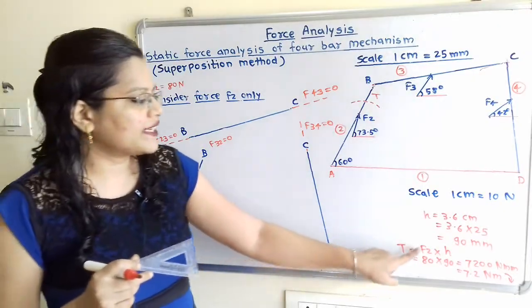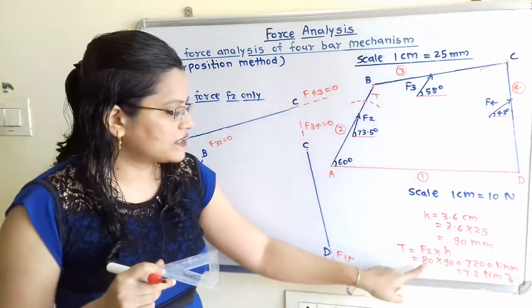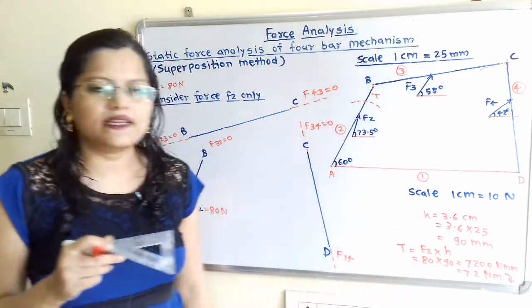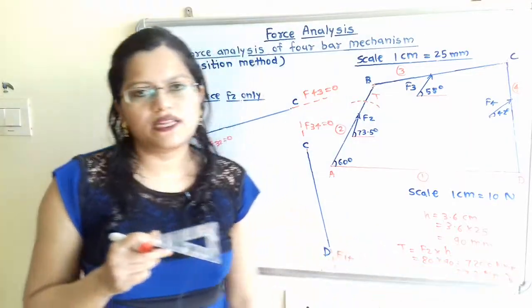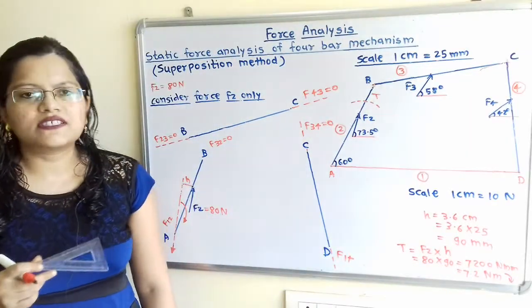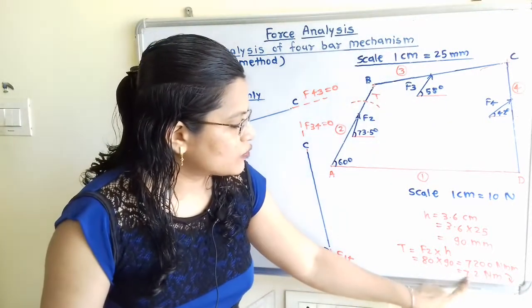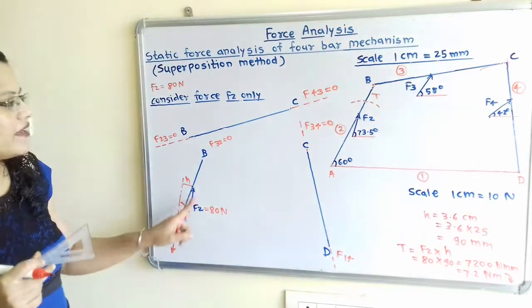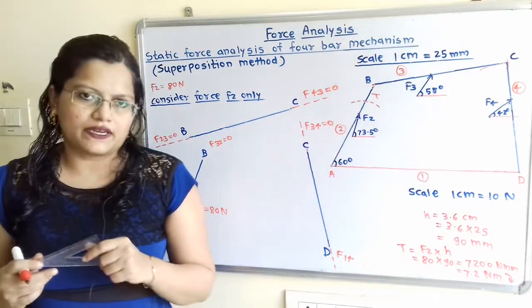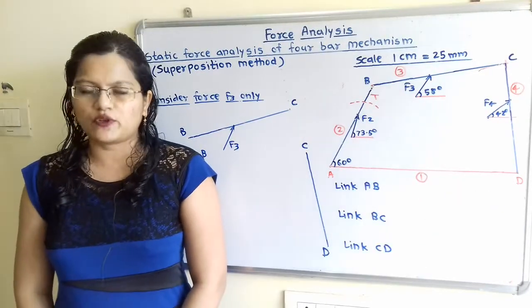So this torque T is equal to force F2 multiplied by h, that is 80 multiplied by 90, which is equal to 7200 Newton millimeter. So we will convert this into Newton meter. So we will take torque T is equal to 7.2 Newton meter in clockwise direction when force F2 is applied. Now we will take the second subgroup.